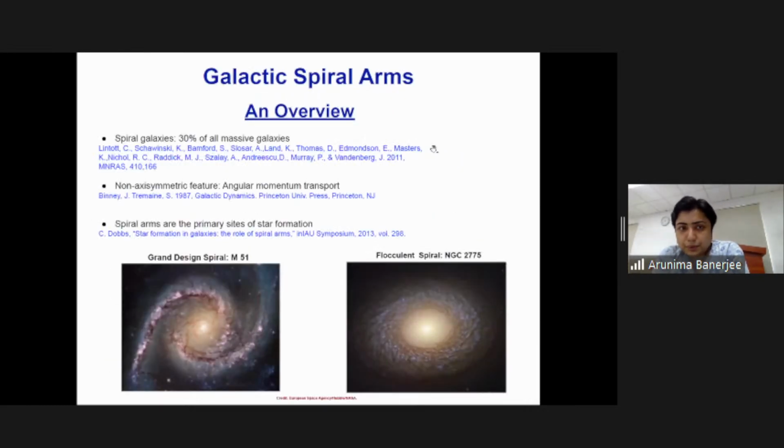Okay, so about 30% of all massive galaxies are spiral galaxies. So when I say spiral, I mean these arms. I hope you can see my cursor.